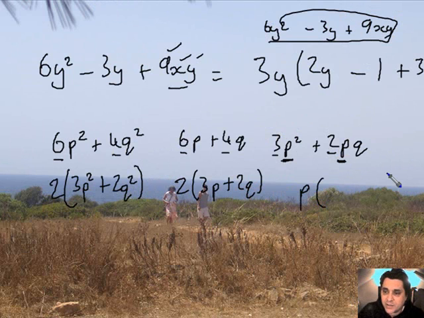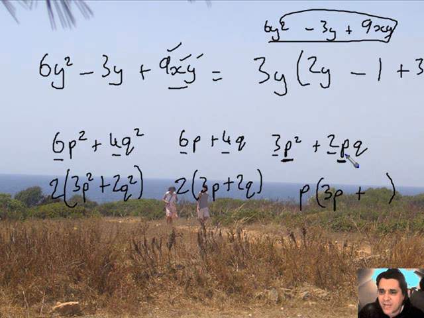P bracket, close bracket, plus in the middle, because it says so. So p to 3p squared requires a 3p inside. And this one here, if I take out a p, I'm left with 2 times q, or 2q. So let's just test it. P times 3p, 3p squared, yep. P times 2q, 2pq. We write it that way around because p comes before q in the alphabet.